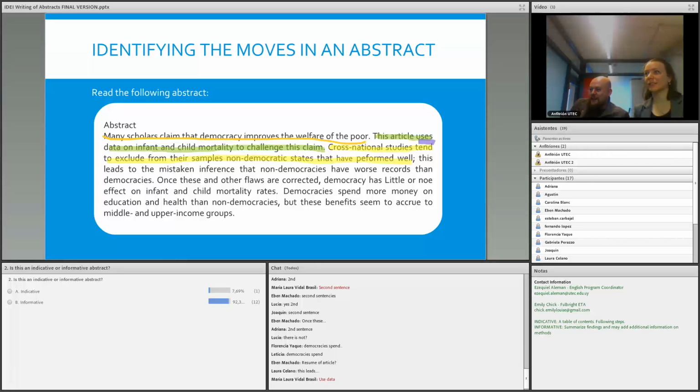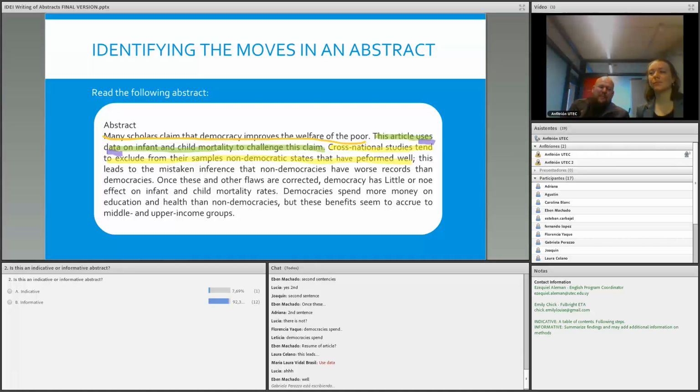We can change the one with a different color. Uses data. This is the only thing we get about the methods. What they're telling us is they are going to use data to prove this. Okay? They have information that can be objective about this claim about child mortality in democratic and non-democratic countries.